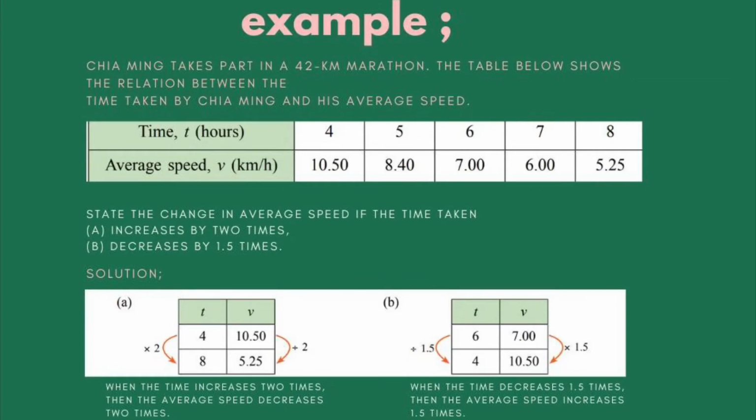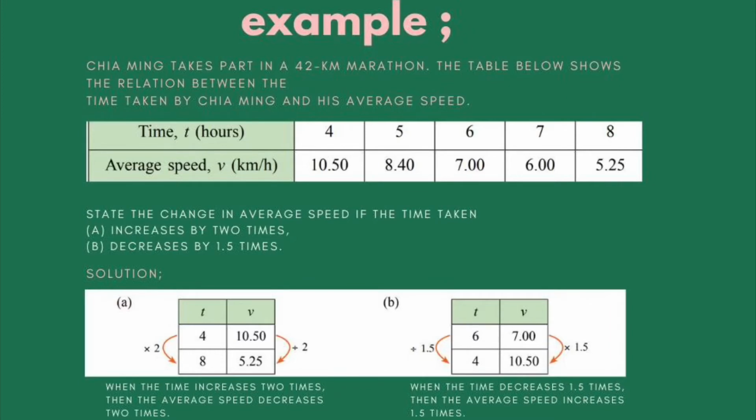Ming takes part in a 42 km marathon. The table below shows the relation between the time taken by Ming and his average speed. In this case, the time taken is increasing while his average speed is decreasing. The question says, state the change in average speed if the time taken increases by 2 times. So if the time increases by 2 times, we have to multiply it by 2, and to find the average speed, we have to divide it by 2.